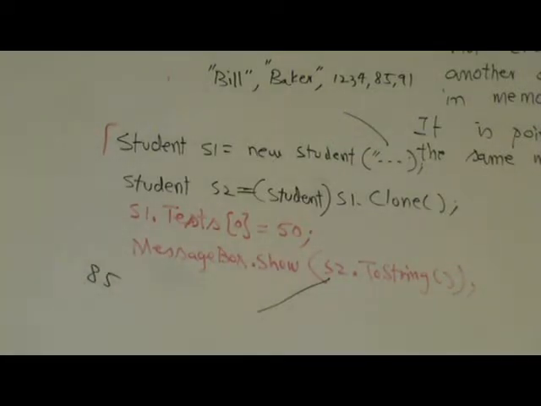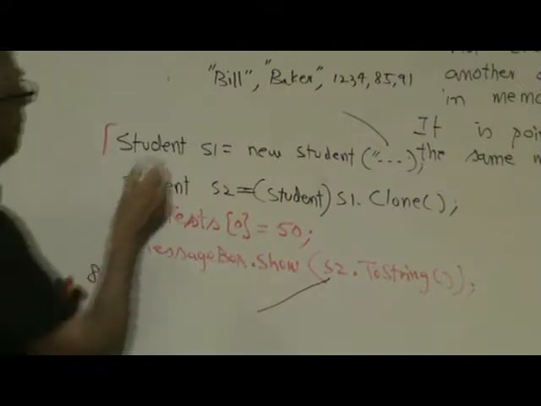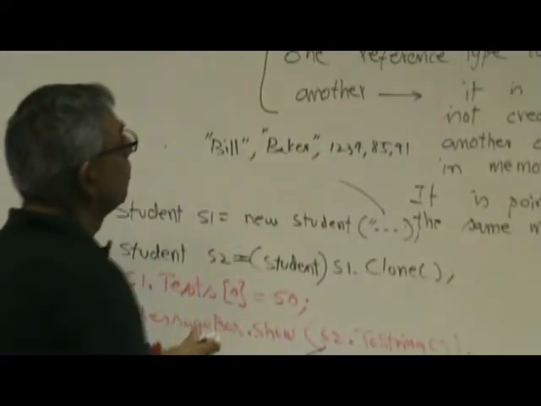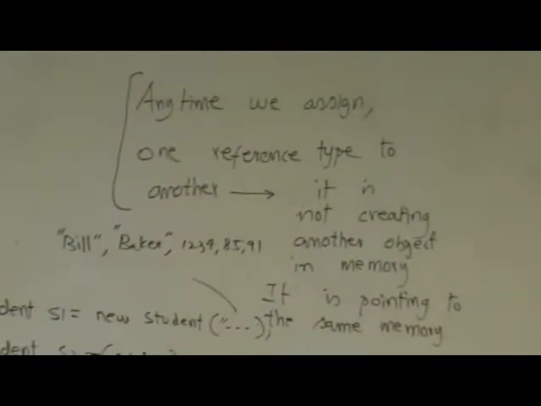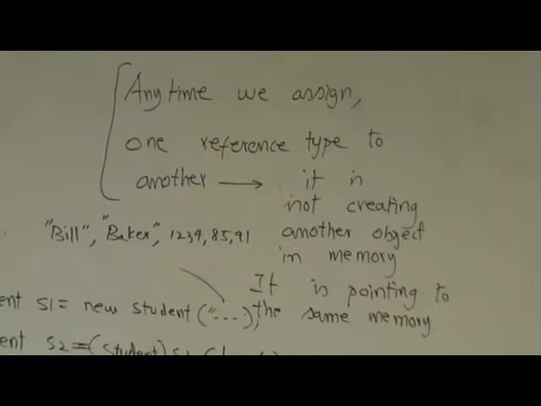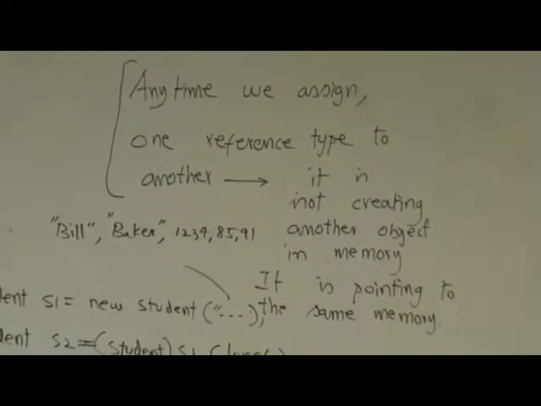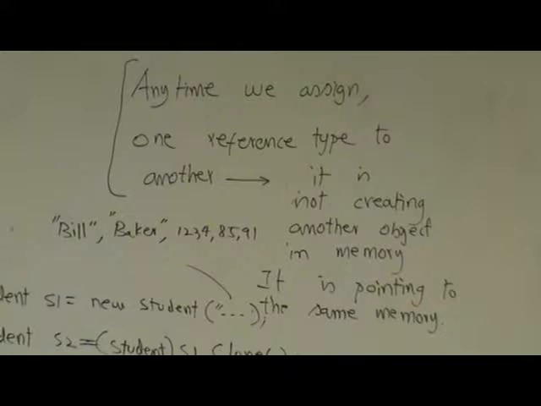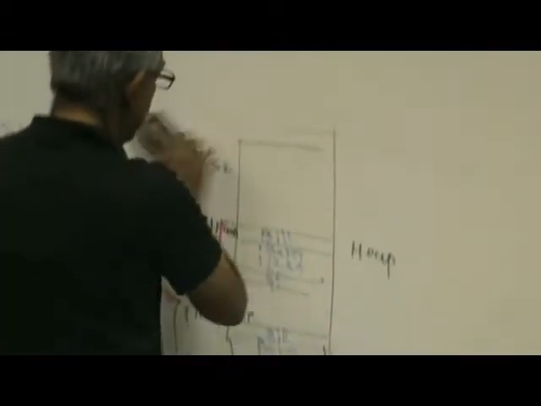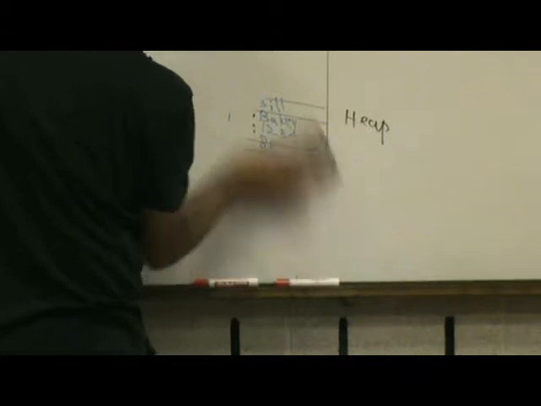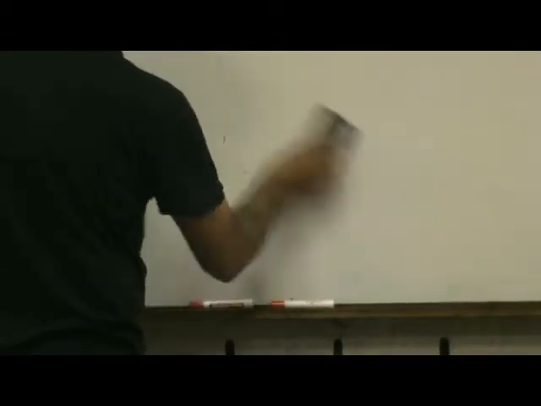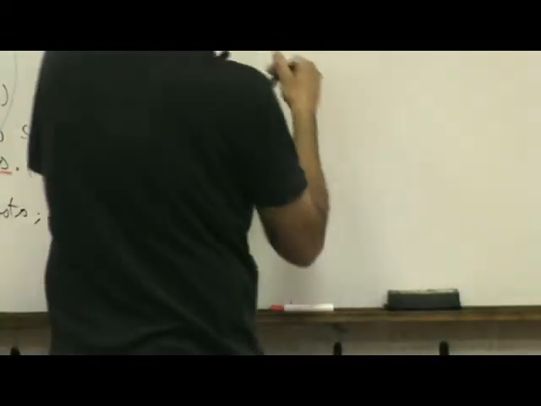Okay, so let's take a look at this code over here. First, focus on what I said over here. Anytime we assign one reference type to another, does it create new memory? No, it simply points to the same memory, right? Okay, so now let me draw a cleaner picture over here and show you exactly what will happen in this case.